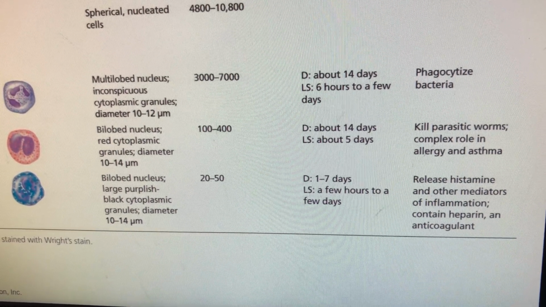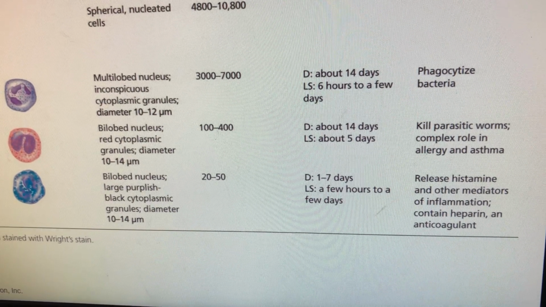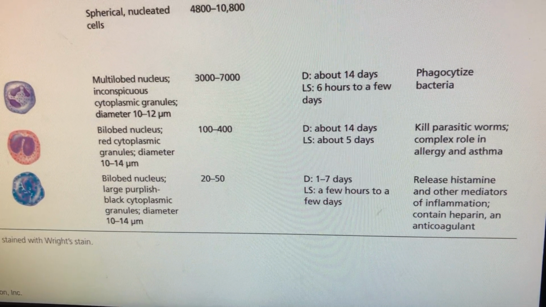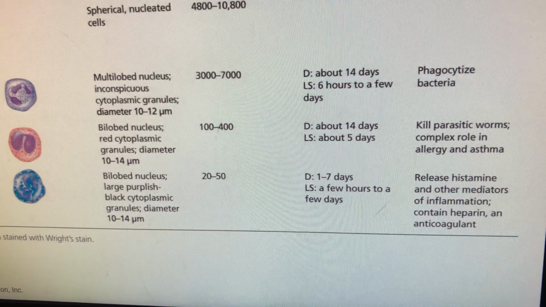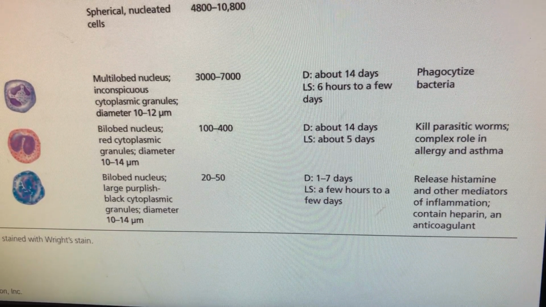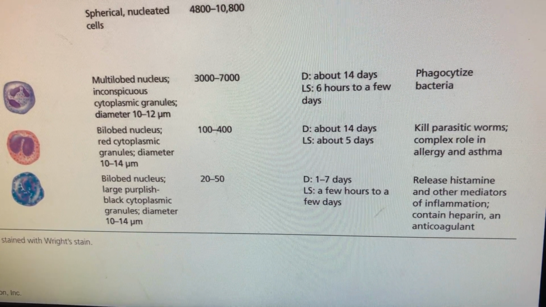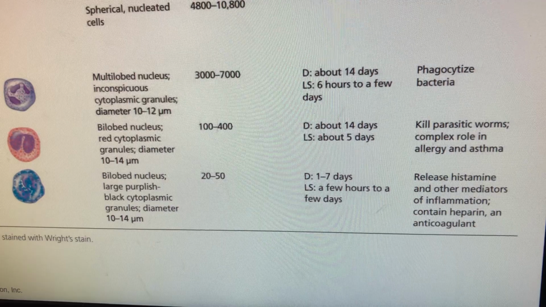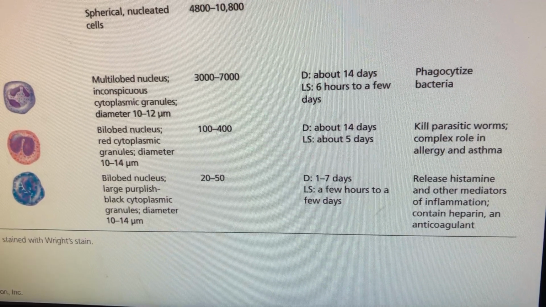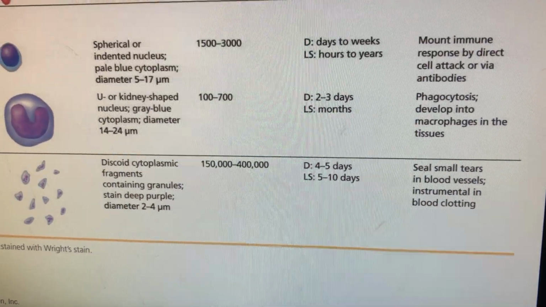The last one is the basophil, once again a granulocyte, with a bilobed nucleus that you can hardly see because of the purplish black cytoplasmic granules. It's going to be responsible for histamine and other mediators of inflammation. And so if you've ever been stung by an insect or a bee, these are the guys that are going to make it itch as you're healing.